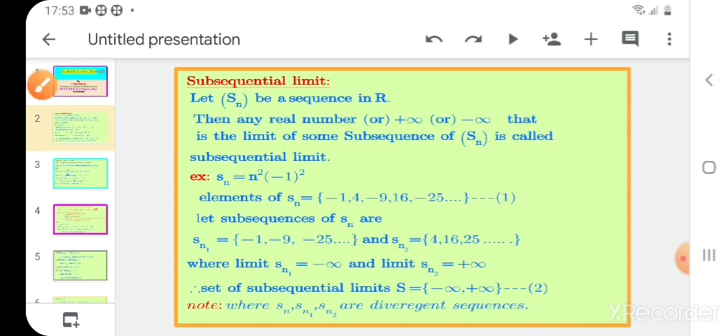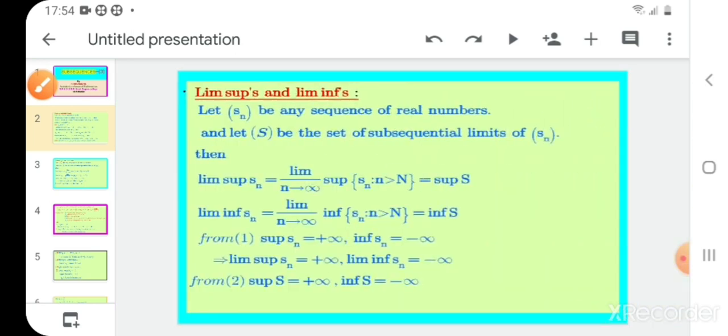Next, note that Sn, Sn1, Sn2 are divergent sequences. Why? What is the meaning of convergent? If a sequence has a limit, it is called convergent. If a sequence has no limit, it is called divergent. If a sequence has a limit, the limit should be a real number, not plus infinity or minus infinity. But here we have only plus infinity and minus infinity as limits, so it is a divergent sequence.